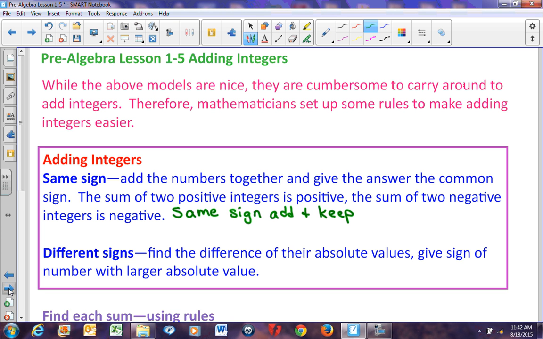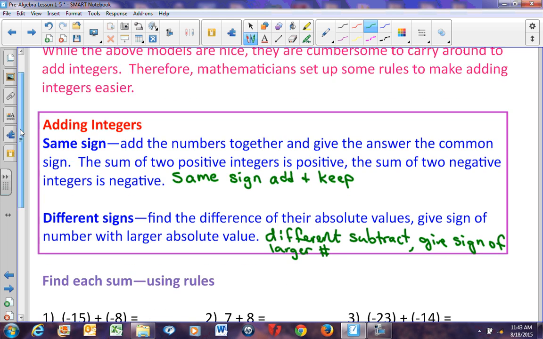If they are different signs, one negative and one positive, find the difference of their absolute values and give the sign of the number with the larger absolute value. So, same signs, add, keep. Different signs, subtract. Give the sign of the larger number, basically the larger absolute value. Same sign, add and keep; different signs, subtract.